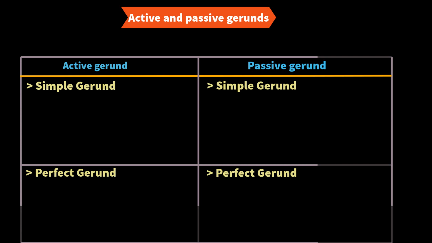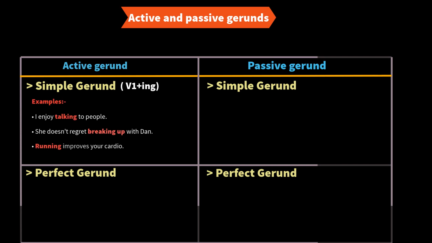Let us start with the active form. How do we form it? Very simple. It is simply the first form of the verb followed by ing. V1 plus ing. Like smoking, drinking, dancing, teaching, and all the verbs ending with ing when they work as a noun. Let's look at some examples.